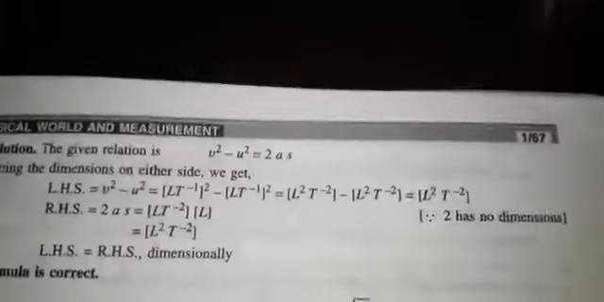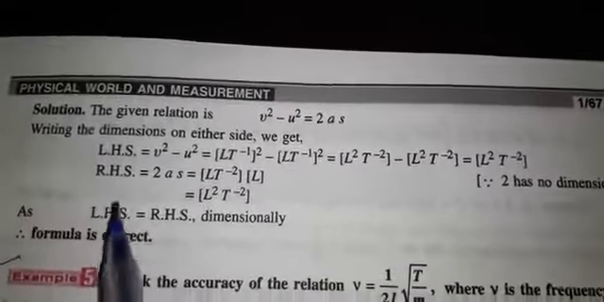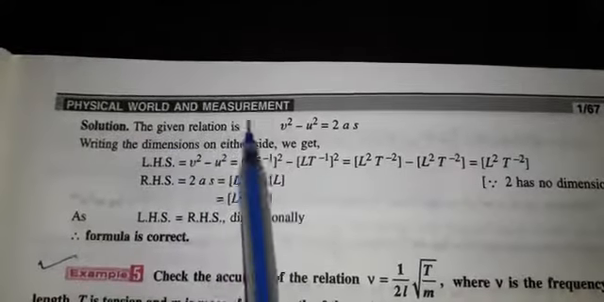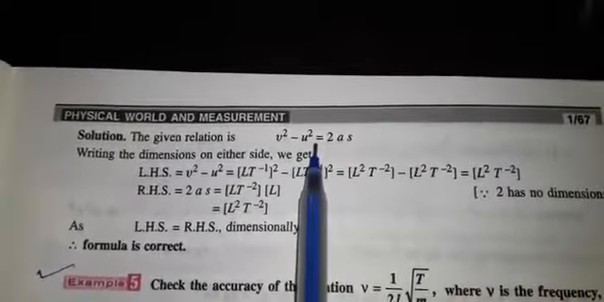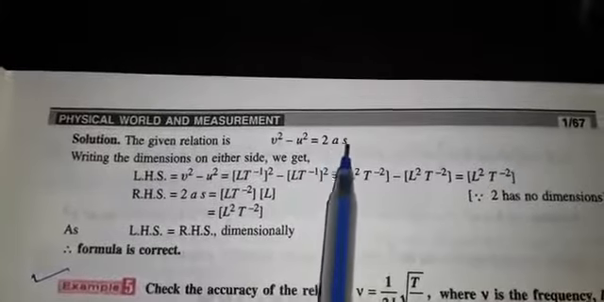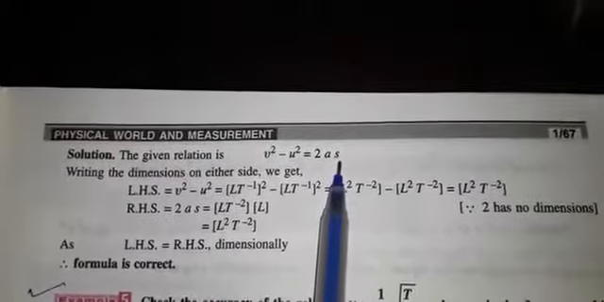Here v is the final velocity, u is the initial velocity, a is the acceleration, and s is the distance. So the solution: the given relation is v square minus u square equal to 2as.